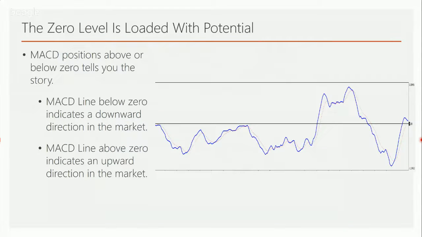Now, the MACD's position above or below zero tells you the story. A MACD line anywhere below zero indicates a downward direction in the market. So if this is a picture of a MACD and the line in the middle is the zero level, as long as the MACD is below zero, even if it's working its way up from a low towards zero, the overall direction of the market is still down. As soon as it makes a hop over zero, then we have a change in overall market direction. It's a very important distinction to make.